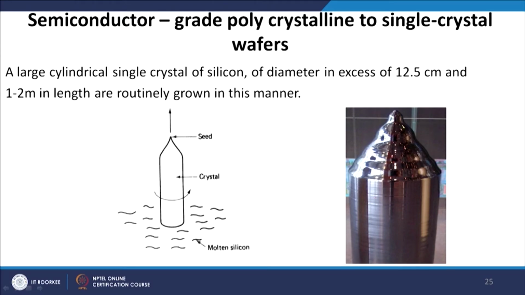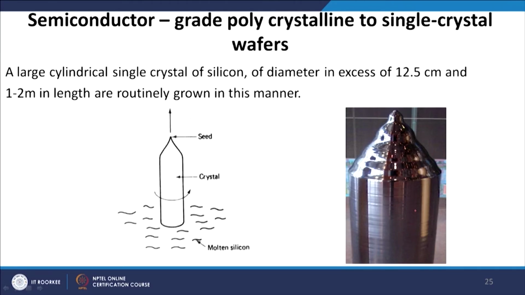You see the ingot, like this is the crystal and this is the seed and this is the molten silicon, and the ingot is as large as 1 to 2 meter in length and the diameter is 12.5 centimeter. So, this is the shape of an ingot, but this is a very large ingot.